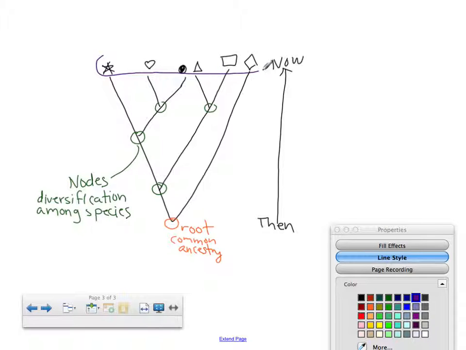These here are considered the tips. So these are our current organisms. And they're considered our terminal nodes.